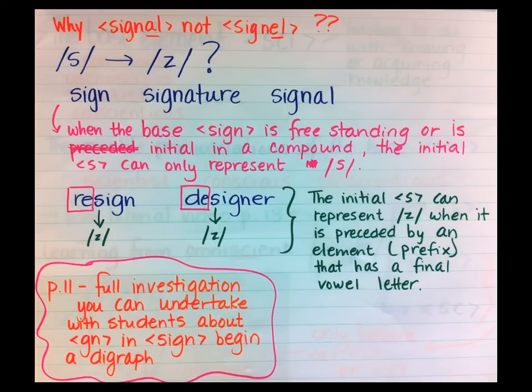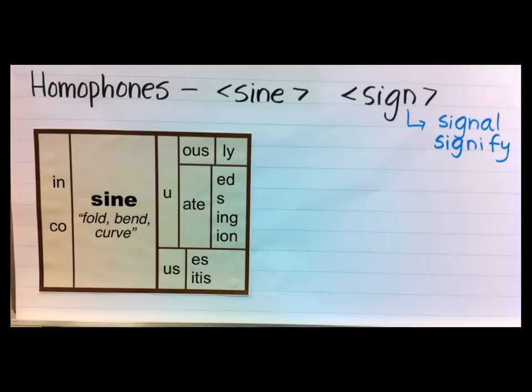However, the initial S can represent Z when it is preceded by an element or a prefix that has a final vowel letter. That is apparent in the words resign and designer, so that the S changes to a Z sound. There's a full investigation you can undertake with students to further dig into SIGN and whether or not the GN is a digraph. That's on page 11. Homophones, SINE and SIGN. These are important to understand because, as we know with the homophone principle, where possible, spelling shifts in order to signify a shift in meaning.